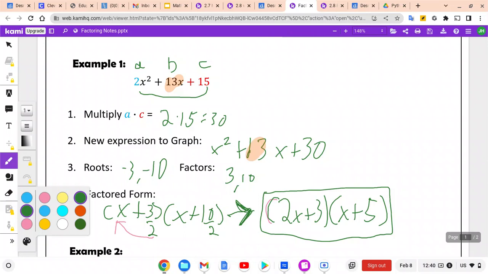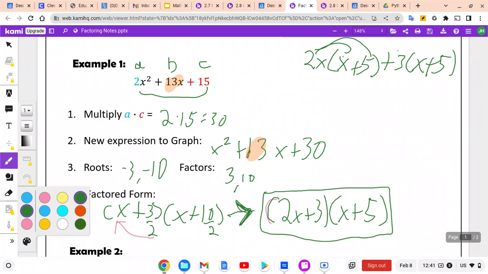Now, how can we prove that we got the right answer? Well, remember what I said, factoring is the reverse of multiplying binomials. So all you have to do to check is just remultiply the binomials. Using the double distribution method, I split up the 2x plus 3 and the x plus 5. This is just what we've done in a previous lesson.